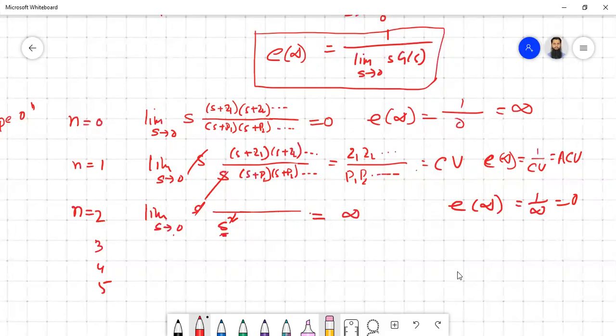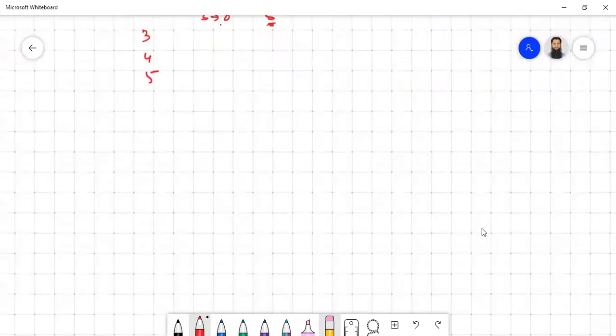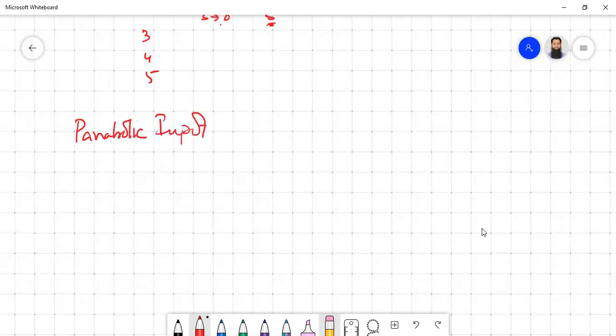So as you can see, the pole at the origin has a very important function to play while we are calculating the steady state error of the system. Similarly, let's look at the example of your parabolic input. So basically R(s) equal to 1 by s cube.